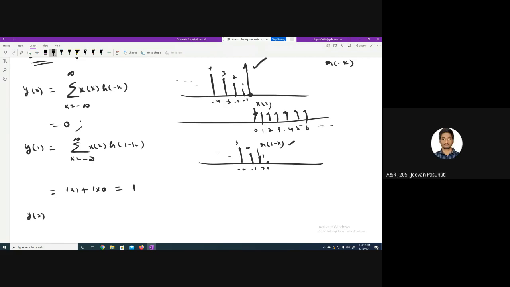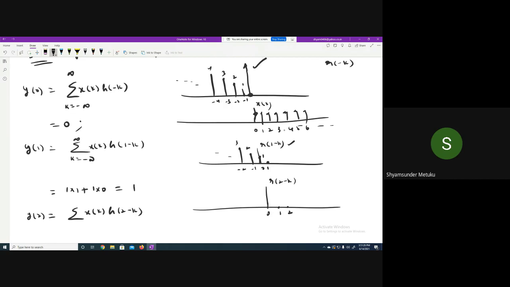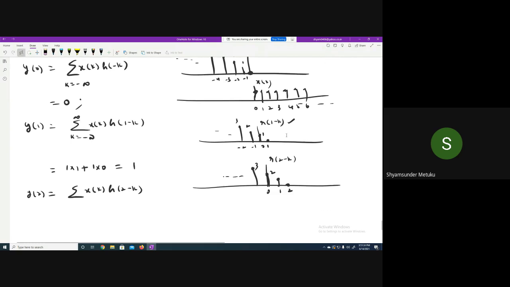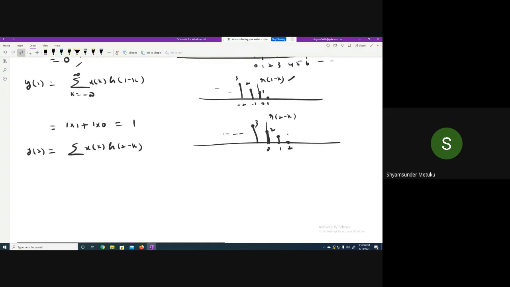Yes, sir. So y of 2 you tell me now. X of k, h of 2 minus k. So r of 2 minus k, where will it come from? 2, 1, 0. So this will be 0, this will be 1, this will be 2, this will be 3, it goes on. Then what do you get? Overlapping: 3 samples.